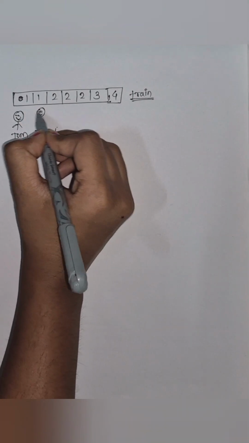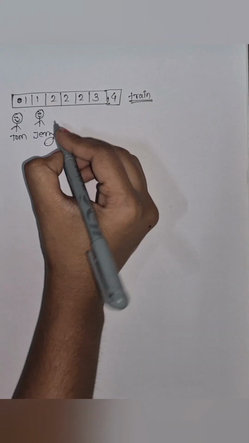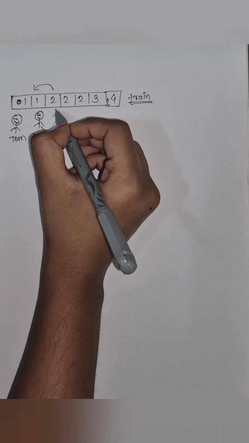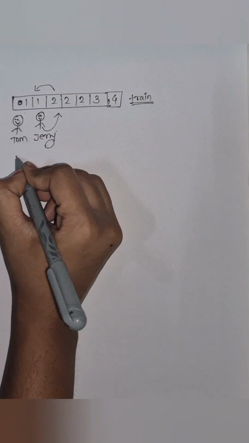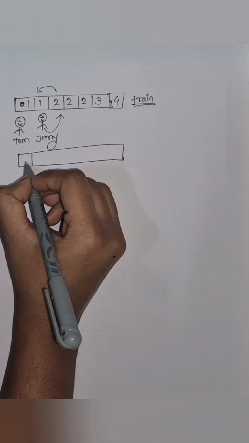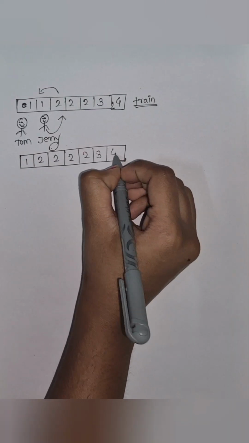Tom and Jerry compare their positions. These two elements are same, so no need to take this one. Jerry goes ahead. These two are not same, so we need to put it here, and Tom will move ahead. So when Jerry finds a unique compartment, we will replace it one position ahead of Tom. So 1 here will come 2, 2, 2. Rest of the part is as it is.